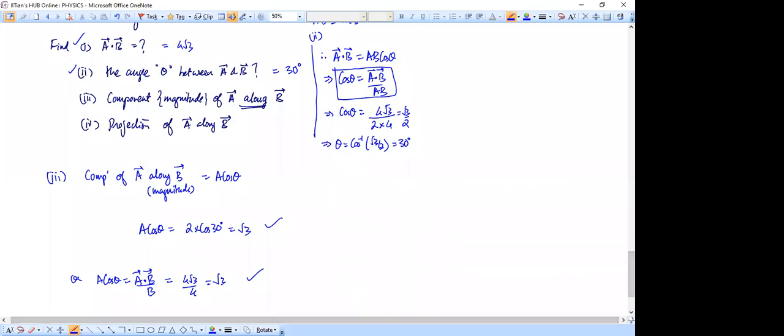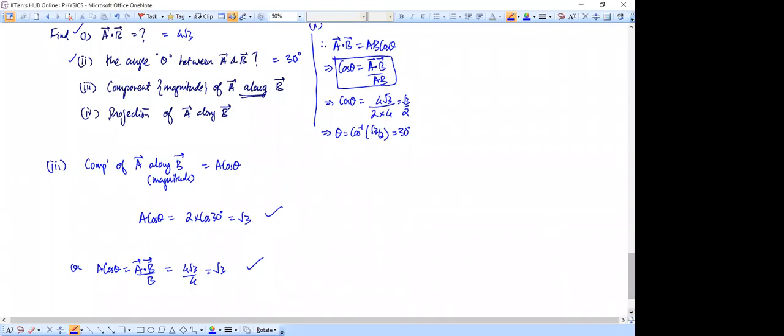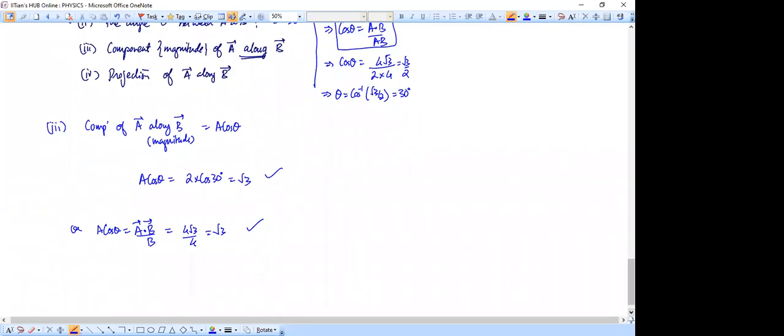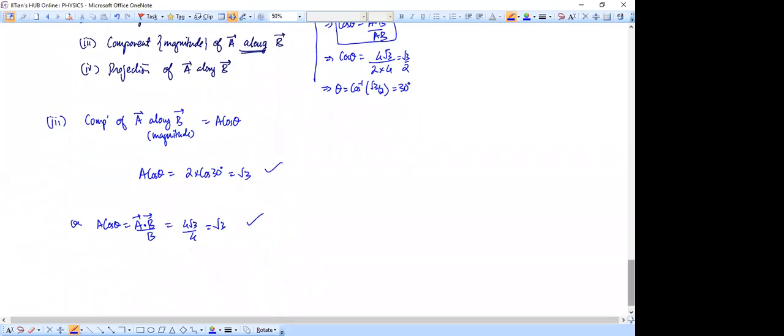Okay, now see, for the next part, what we'll do, cross product will come later. There's a lot of things to cover about dot product. So we'll complete those, then we'll come to cross product.